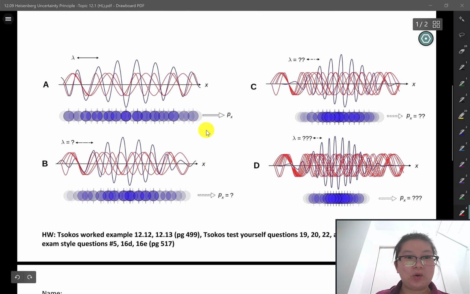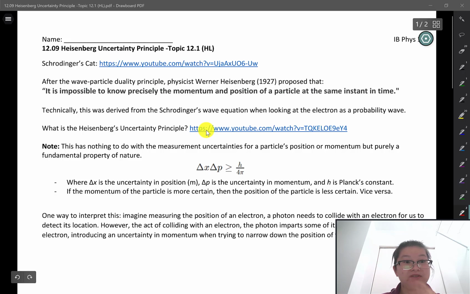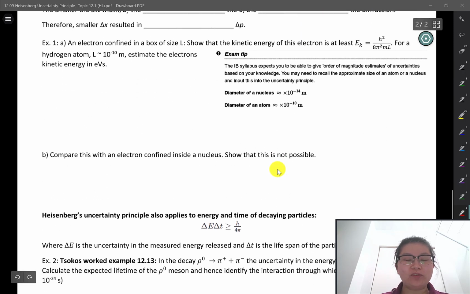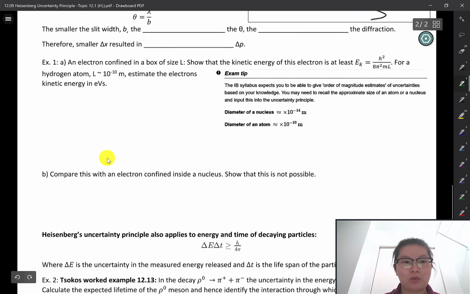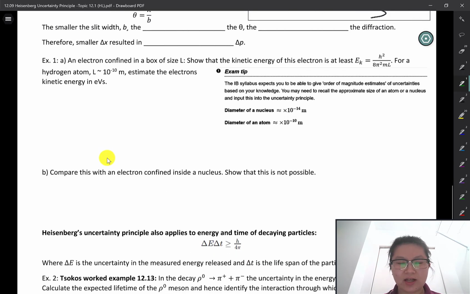In this video, we are going to talk about examples involving the Heisenberg uncertainty principle. At this point, hopefully you should have a general understanding of how the Heisenberg uncertainty principle works and where it is applied, and we're going to do some examples on that. First, we're going to do example 1, looking at an electron that is confined inside a box of length L.